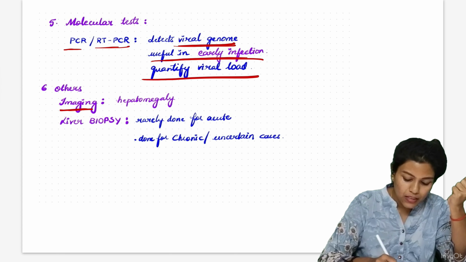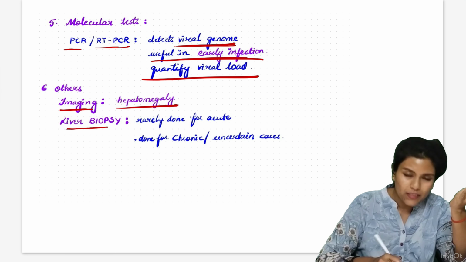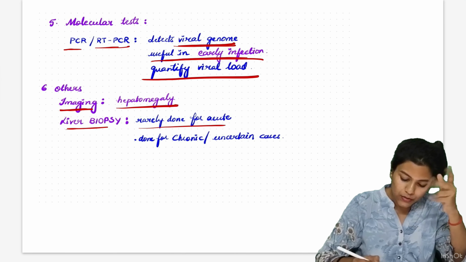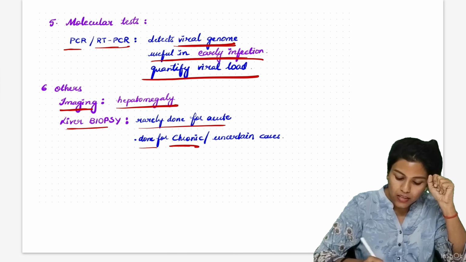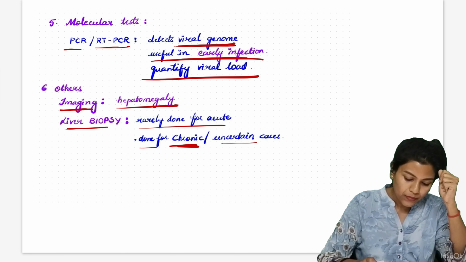Others, imaging can be done for hepatomegaly, like ultrasound and CT. Liver biopsy is rarely done for acute hepatitis. If it is done, it can be done for chronic or uncertain diagnosis.